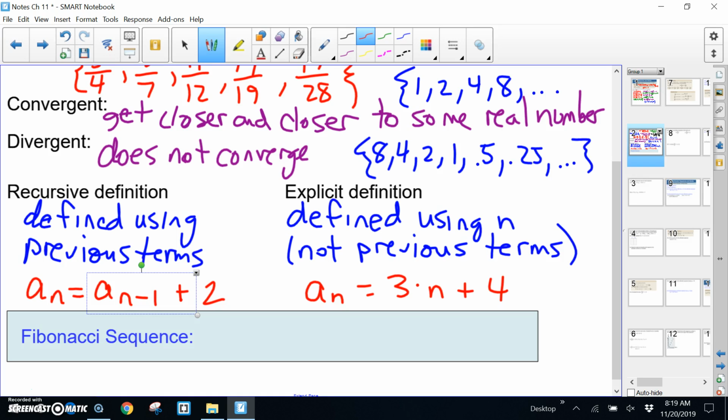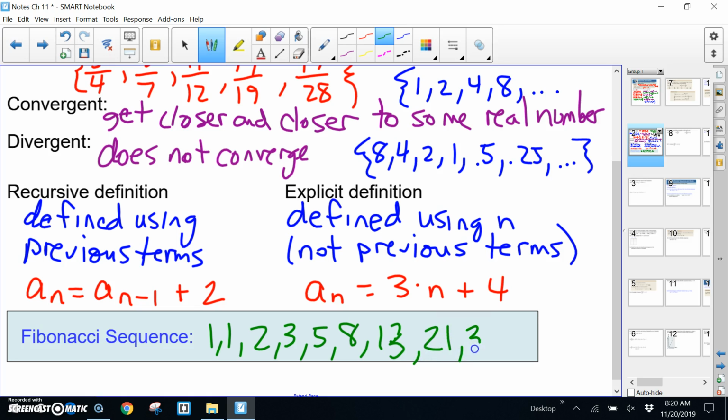Fibonacci sequence, you've probably seen this before. 1, 1, 2, 3, 5. Does anybody know what number comes next in this sequence? 8, very good. And then what? 13. How are we getting the next number in this sequence? Adding the previous 2. So this seems like a recursive sequence right here. 21, 34. You just keep adding the previous 2 terms to get the next term. Fibonacci sequence.